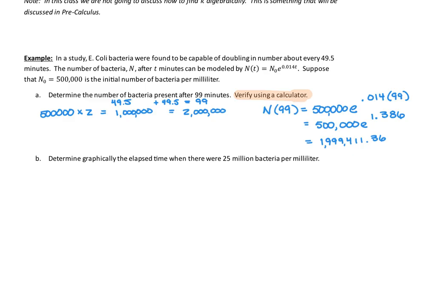All right, the next thing that we want to do is determine graphically how long it takes for there to be 25 million bacteria. Now, basically this is the formula that we want to set up. 25 million equals 500,000 e to the 0.014t.